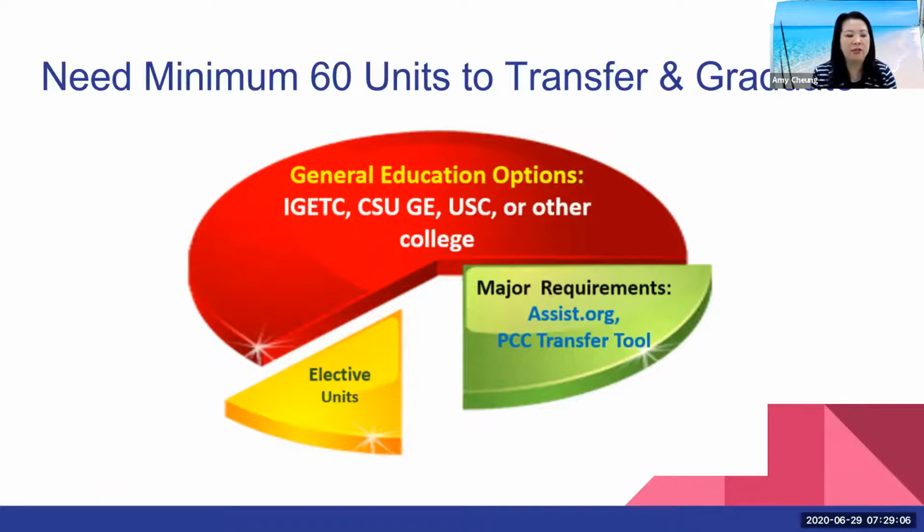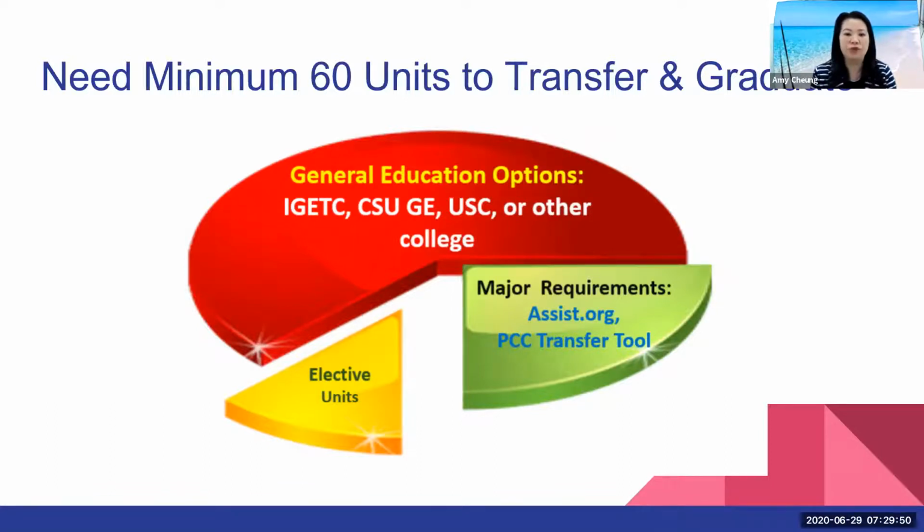Then the other 20 units come from your major. Let's say your major is business or accounting or economics. The major required courses come from the major requirements. There's a website called assist.org, which allows you to look up courses that are required by your major. Or the PCC website called Transfer Tool also allows you to look up the same information as to what classes you need to fulfill the major requirements. That should equal 60 units.